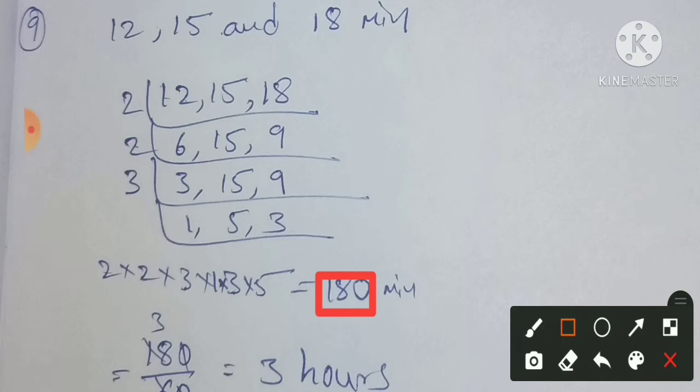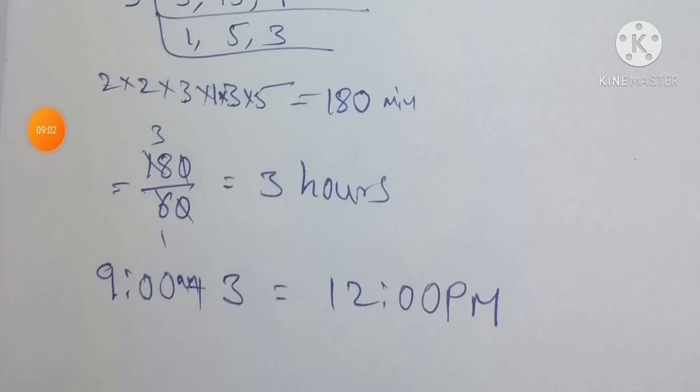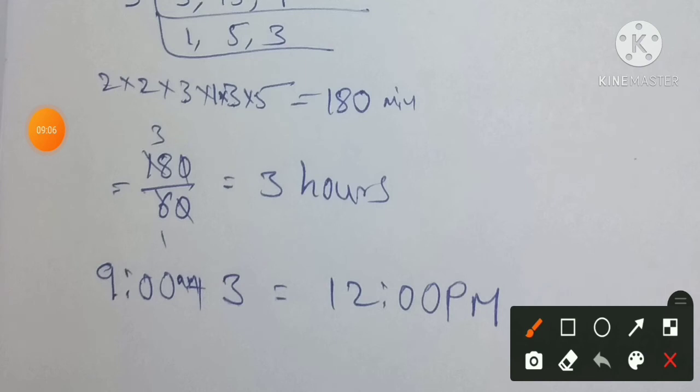Next, I just want to convert these 180 minutes into hours. For that, I am dividing 180 by 60. It will convert minutes to hours. It will become 3 hours now. So they all ring simultaneously at 9 am. So after 3 hours, 9 plus 3 is 12. At 12 pm they will ring again simultaneously.